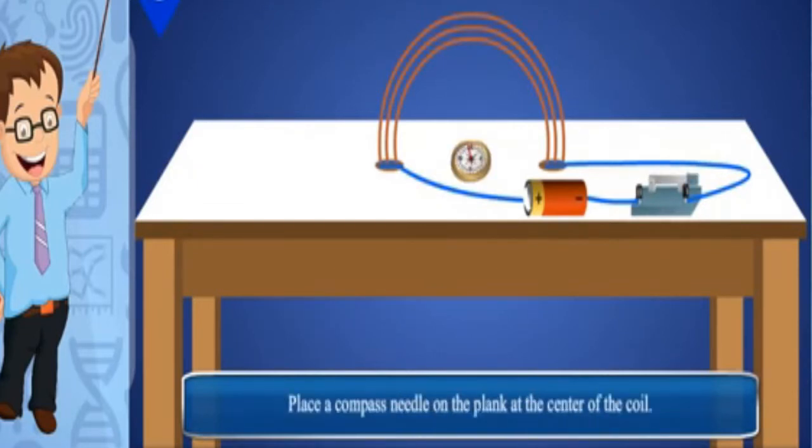Place a compass needle on the plank at the center of the coil. Put dots on either side of the compass needle. Again, put the compass at one of the dots. Put another dot further. Do the same till you reach the edge of the plank. Now repeat for the other side of the coil from the center. Then draw a line joining the dots. We will get a field line of the circular coil.